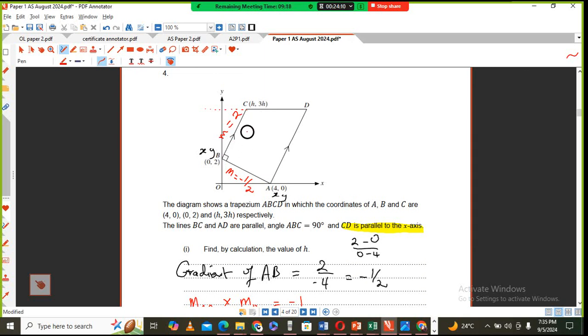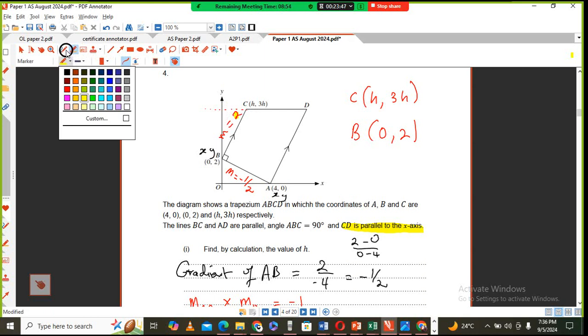But I am going to use these 2 points here. I'm going to use point C, which is h, 3h, and point B, which is 0, 2. And I'm going to calculate their gradients, and I'm going to let that gradient equal to 2. You follow what I do there? Yes, sir.